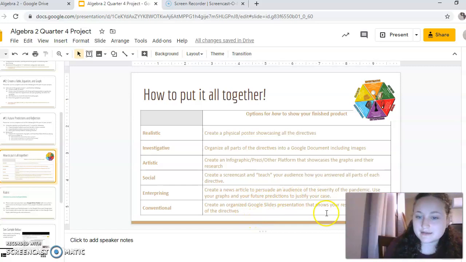And then the last is creating an organized Google Slides presentation that shows your responses to each part of the directive.